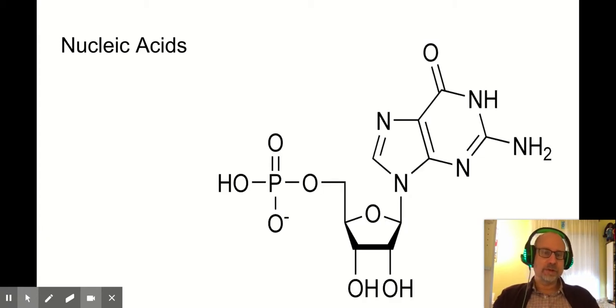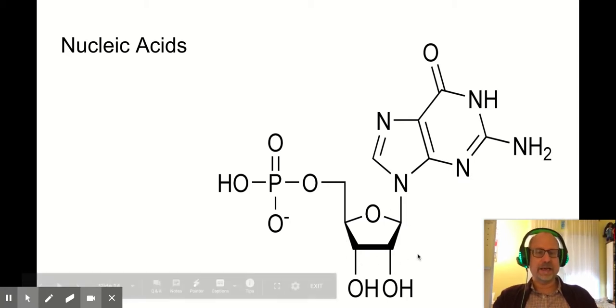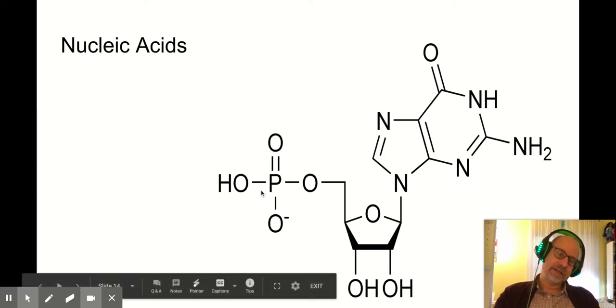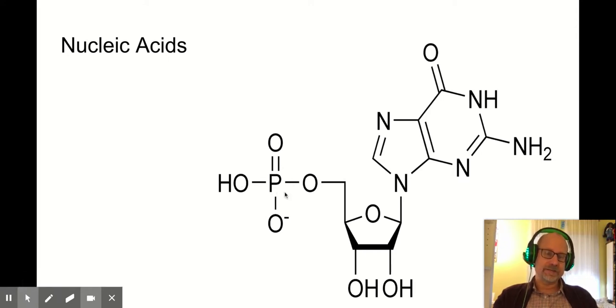Now, this is what it looks like when you put it together. That 5-sided pentagon sugar is here in the center. It's kind of what holds together the nucleotide. On one side, it's connected to the phosphate group, which looks like a little plus sign or a little cross here. You know it's the phosphate group because it has the phosphorus, the P, in the center of it. And then over here on the side, we have the base.